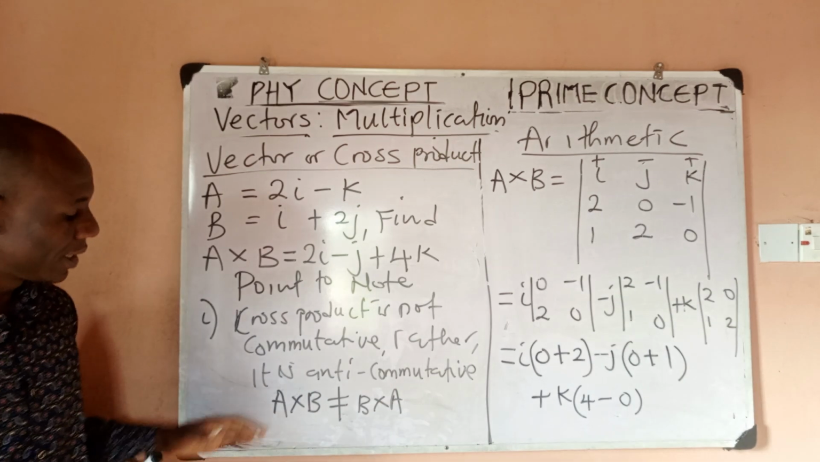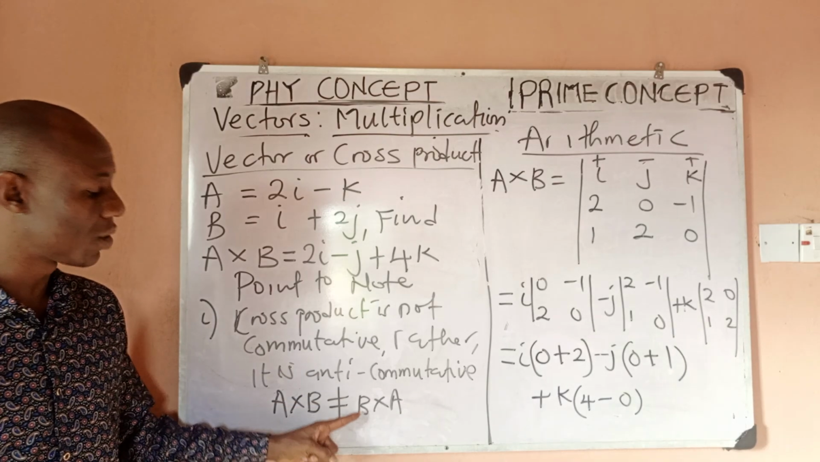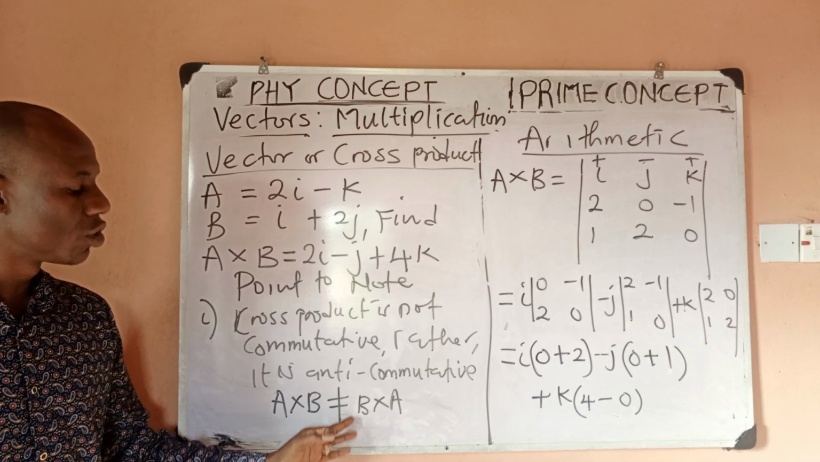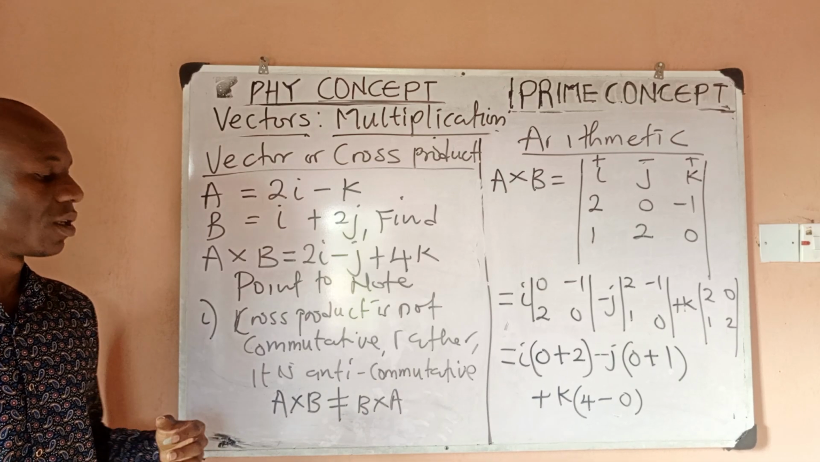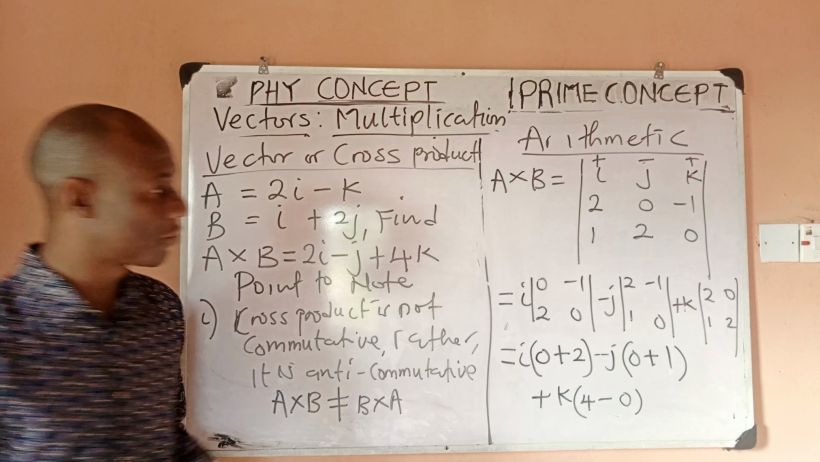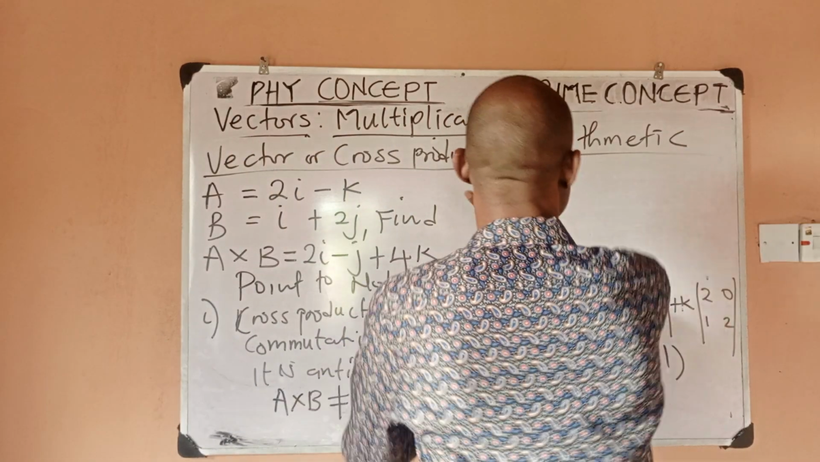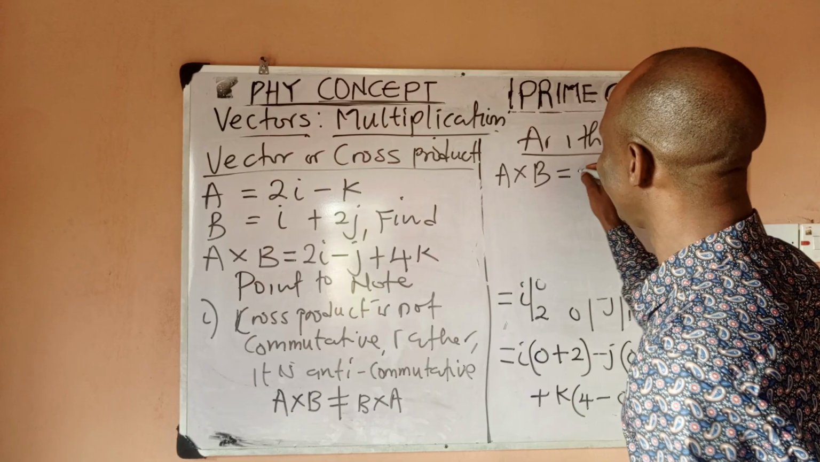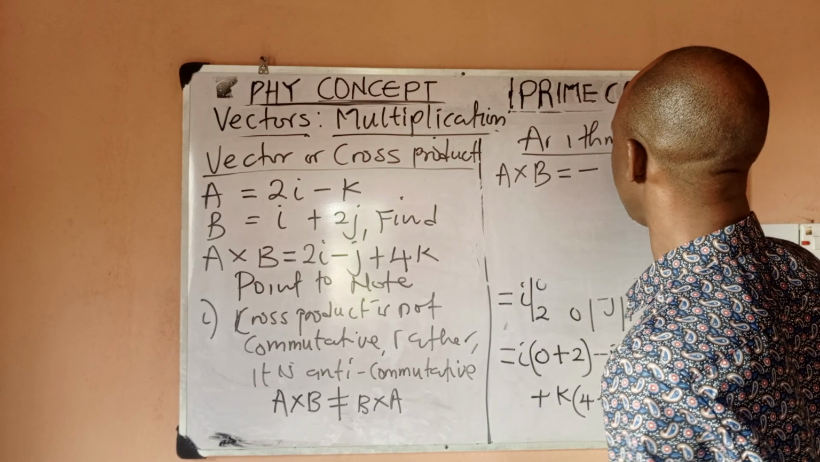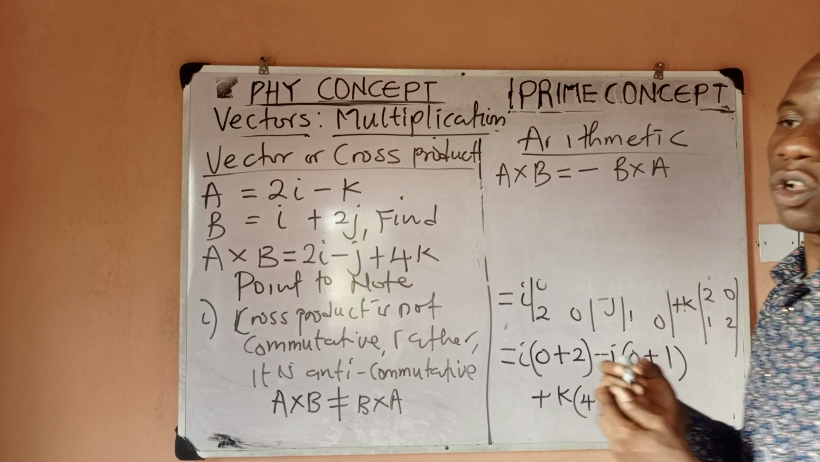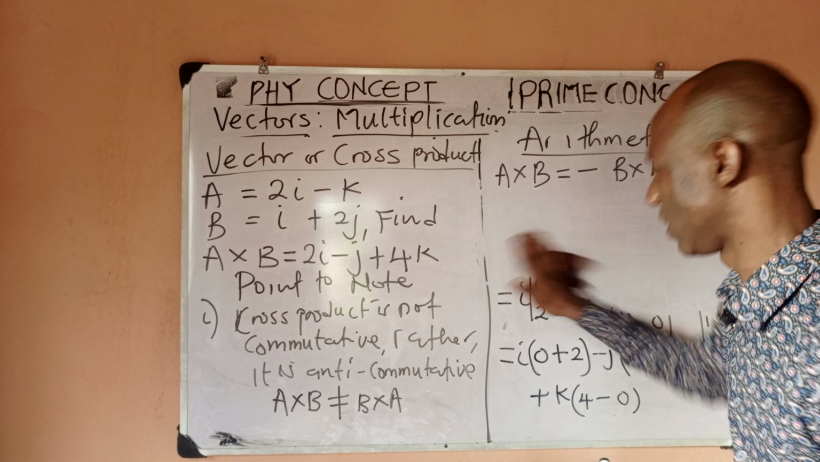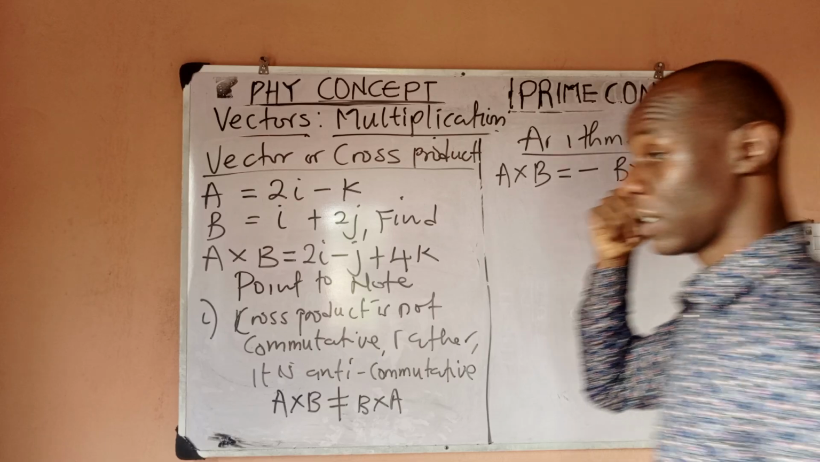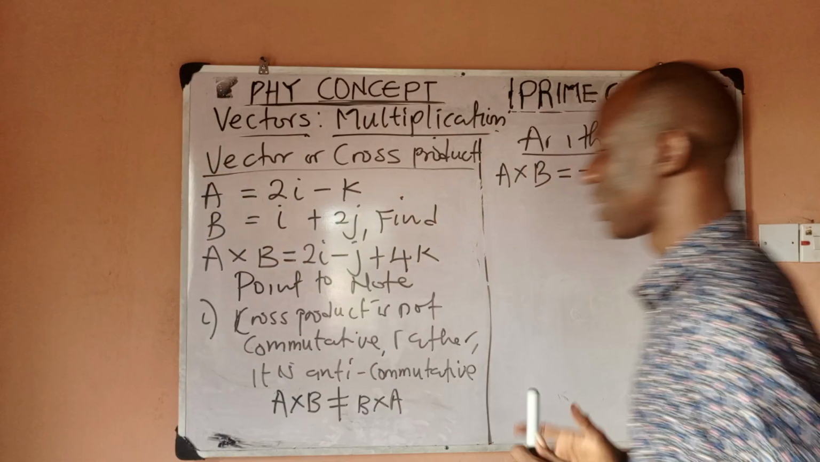So assuming A cross B would give the same result as B cross A, then you say it is commutative. But A cross B would not give the same result as B cross A. Rather, what you would have is that A cross B would give you the negative of B cross A. So this property is what you call anti-commutativity, right? So that is one point that should be clear to you.